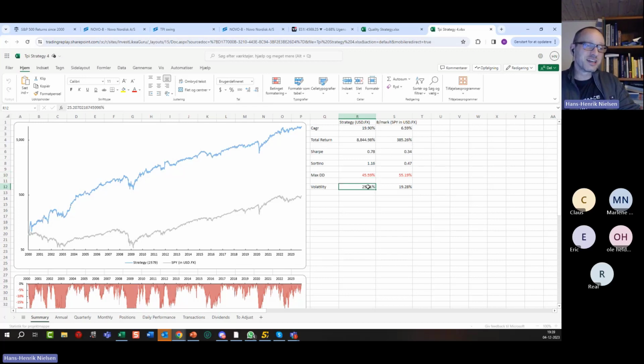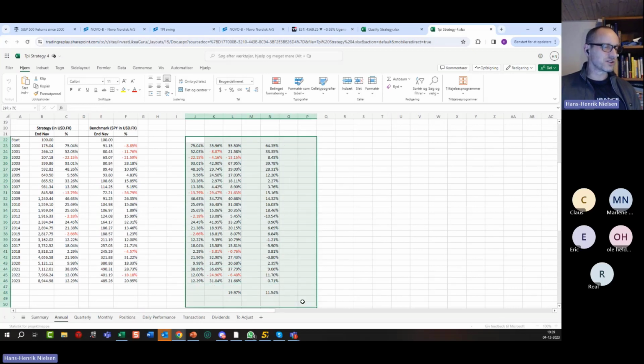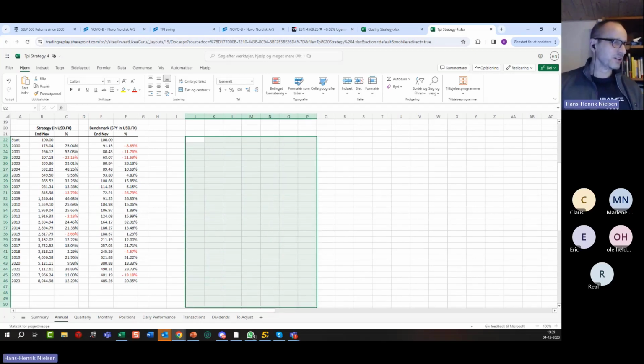The volatility is quite a lot higher here, and if you are into that and looking at the risk-adjusted return, then we have a Sharpe ratio of 0.78 and a Sortino of 1.16. Yeah, these are fairly good numbers. We can go in and look at this annually. And now this is actually just my own calculations here.